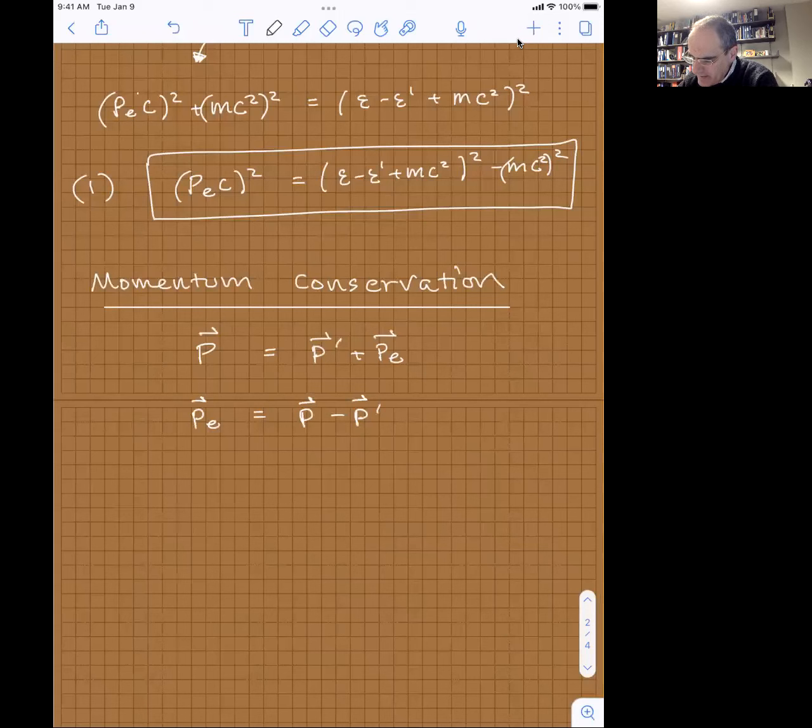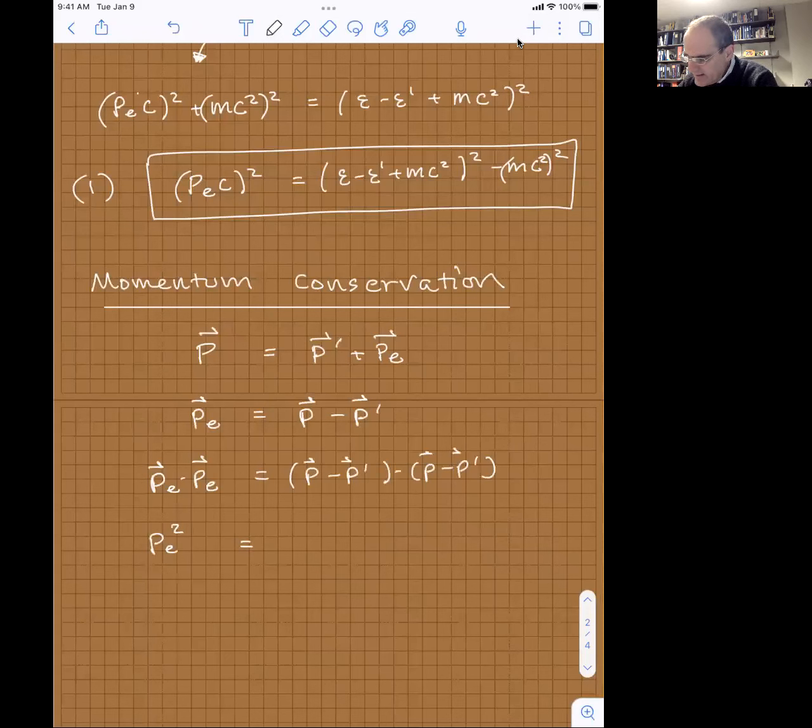Okay, so let's square both sides. Then I have PE dot PE on the left side is equal to P minus P prime dot P minus P prime. Notice, by the way, that momentum is a vector, so these are all vector equations here. Well, PE dot PE is just the magnitude of the electron momentum squared.